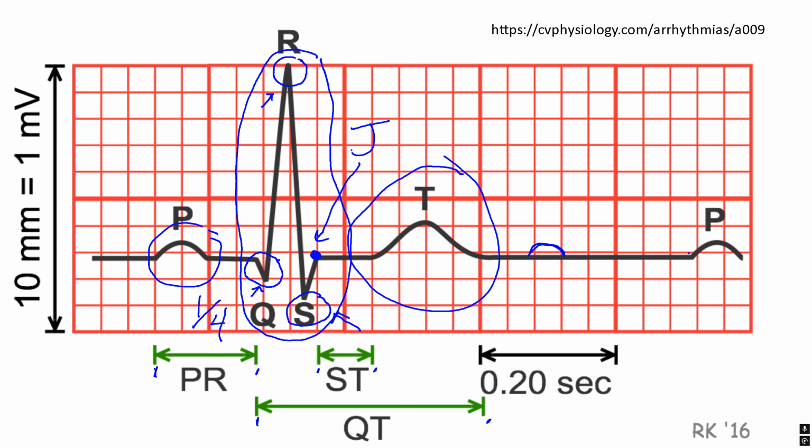So those are the terminologies. Q, the first downward after the P. R, the first positive after the P. S, the first down after the R. J point is where the QRS ends.